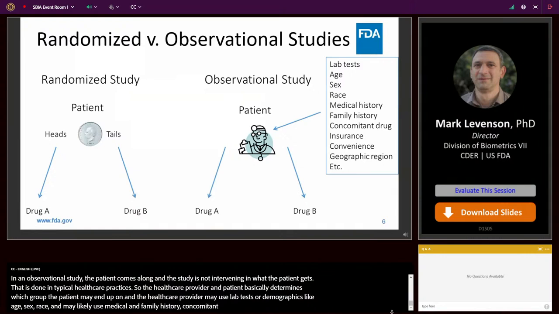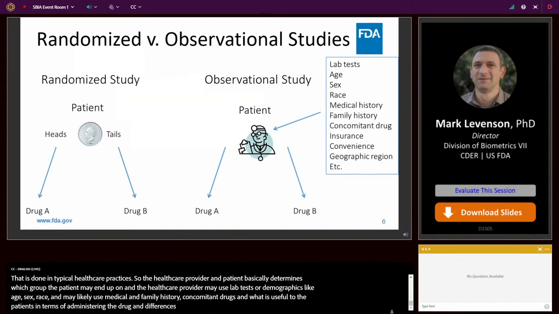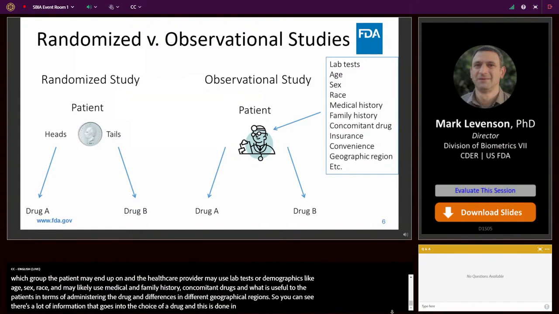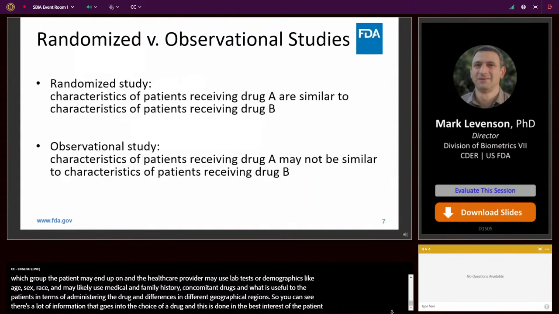And there might be differences in different geographical regions. So you can see there's a lot of information that goes into the choice of the drug. And this is done, hopefully, in the best interest of the patient. So where does that leave us?